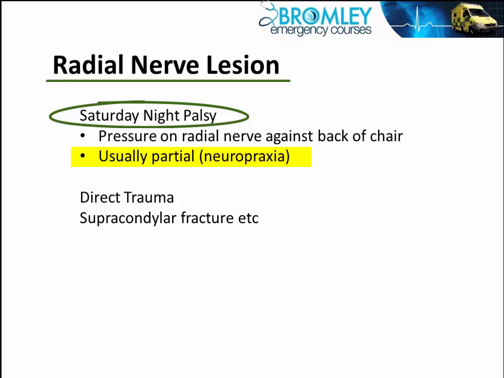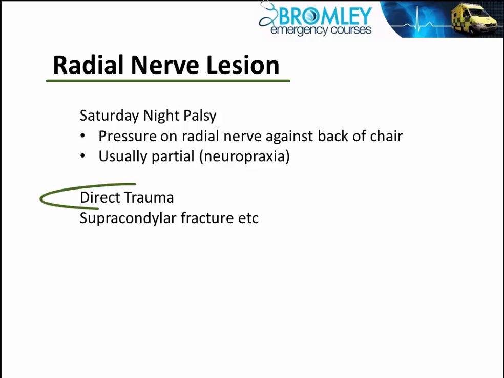But that's what's known as a Saturday night palsy, and that will lead to a loss of function below the level of the lesion. It tends not to affect the triceps. It's usually too low to affect the triceps, but it will affect the muscles in the posterior aspect of the forearm, and so it will cause a wrist drop and a loss of extension to the fingers. That's a Saturday night palsy. It can also come from direct trauma and also from supracondylar fractures.